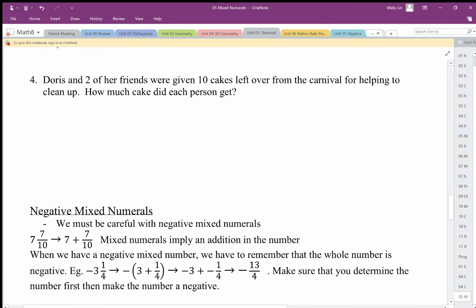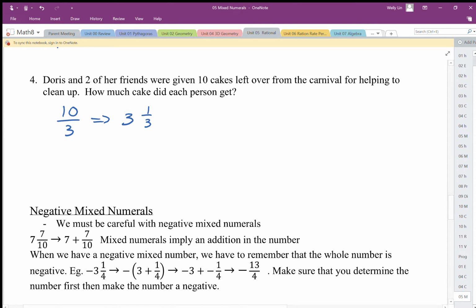Doris and her 2 friends were given 10 cakes left over from the carnival. So they want to share these 10 cakes. So there are going to be 10 cakes, and it's going to be shared with 3 people. So we want to convert this improper fraction to a mixed number. So we're going to divide 3 into 10, so we get 3. So everyone gets 3 whole cakes, but there's going to be 1 cake left over. So we're going to divide that 1 cake into thirds, so everyone gets 3 1/3 cakes.